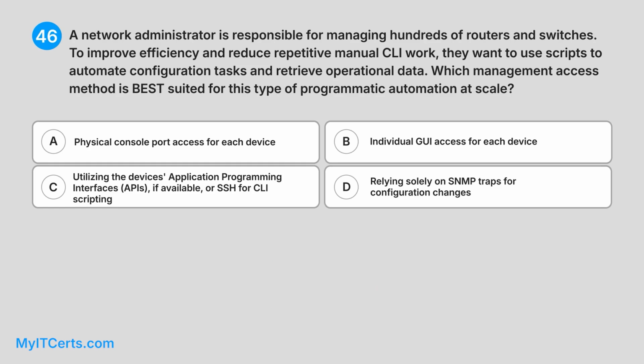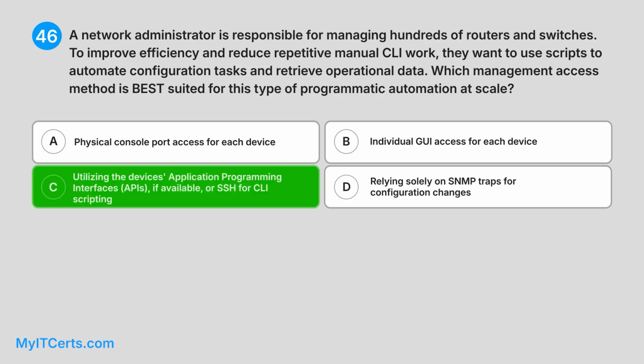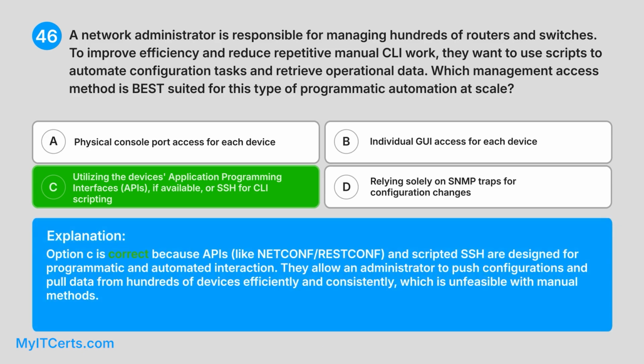Correct answer, C. Utilizing the device's application programming interfaces, APIs, if available, or SSH for CLI scripting. Explanation. Option C is correct because APIs, like NETCONF, RESTCONF, and scripted SSH, are designed for programmatic and automated interaction. They allow an administrator to push configurations and pull data from hundreds of devices efficiently and consistently, which is unfeasible with manual methods.